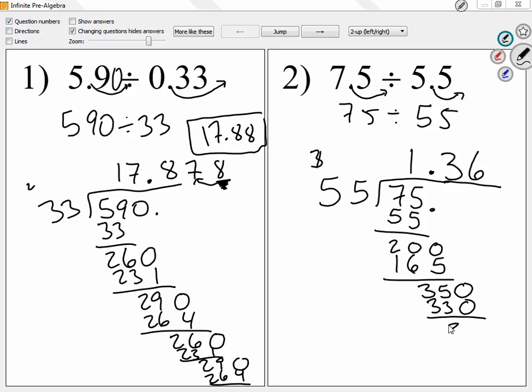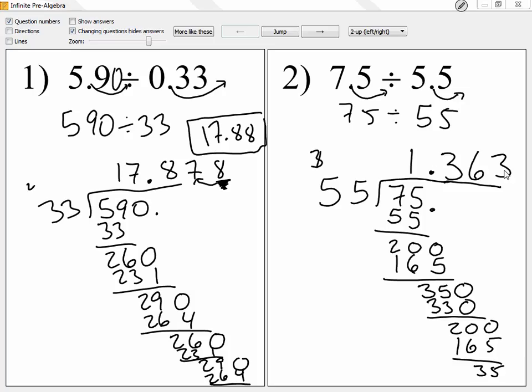When I subtract this, I get 20. Let me bring an extra 0. 55 into 200, I'm going to say it goes in 3 times. This 55 times 3 is 165. We just did that earlier, right there. And I know this subtracts gives me 35. And once again, I'm going to keep on going over and over and over.